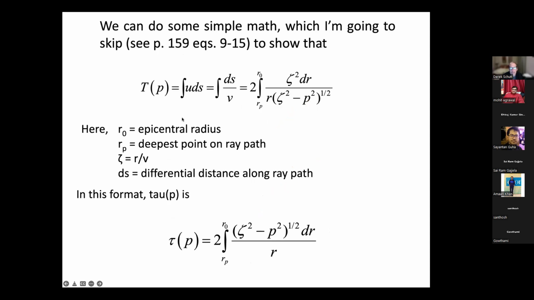We can do some simple math to show that the travel time, which is the slowness times the ray length, is going to equal 2 times the integral from r naught, which is the location of the epicenter, to rp, which is the deepest point on the ray path, of zeta squared dr over r times the square root of zeta squared minus p squared. This is similar to what we found for a flat Earth, except zeta equals r over v. And in this formula, tau of p is going to be similar: the integral of the square root of zeta squared minus p squared dr over r.